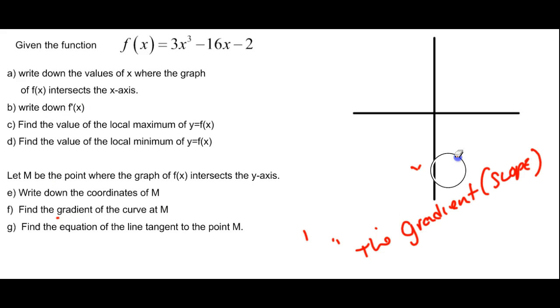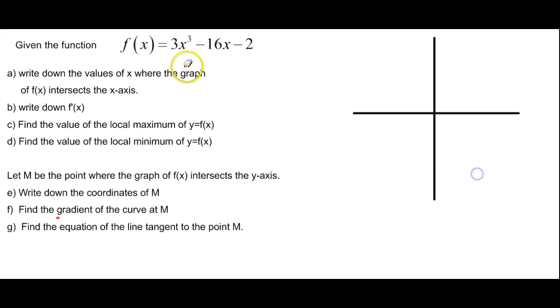All right, and the last part, they're going to ask you, what is the equation of the line tangent to the point at M? All right, so let's say something like this. We have an equation like that, right? We have a point M where it crosses the y-axis. The tangent line is going to be this straight line that touches only that point right here, right?